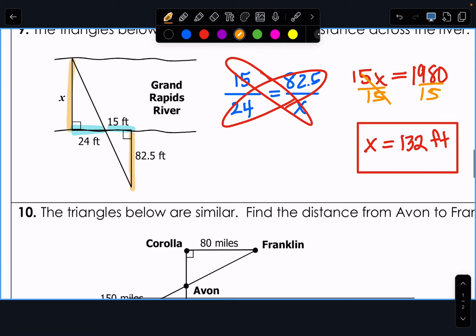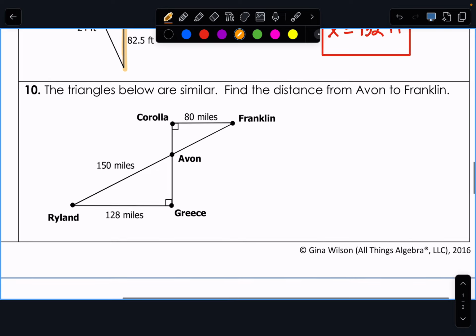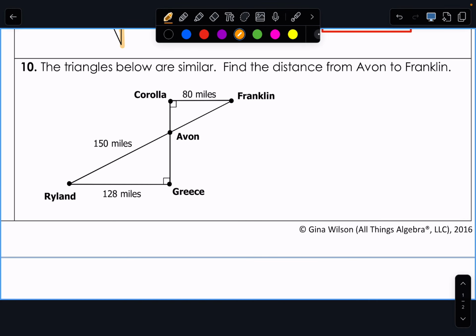Now, in number 10, in some of these problems, we might have to read a little bit. Heaven forbid. We'll be okay. The triangles below are similar. Find the distance from Avon to Franklin. Notice how our diagram does not have an X. But I want us to find Avon to Franklin. Here's Avon to Franklin. So I'm going to call that X.